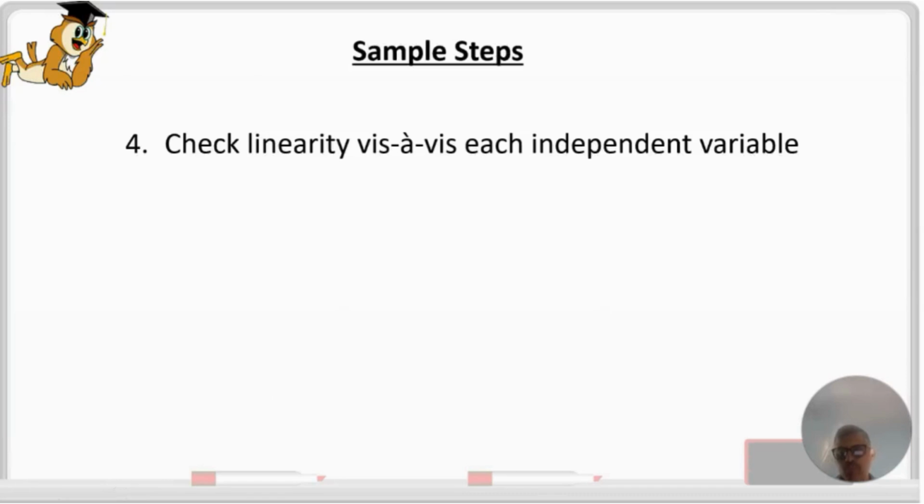My next step would be to check the linearity vis-a-vis each independent variable. When we write the linear model as y equal to w1 x1, w2 x2, etc., remember one of the assumptions we talked about was linearity. The dependent variable had to have a linear relationship with each of the independent variables, and that is what I would check. I would either do it using scatter plots if there weren't too many independent variables, or I would use the Pearson coefficient, which we've studied.